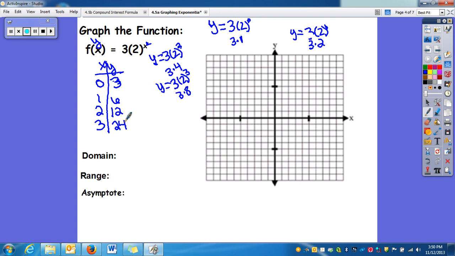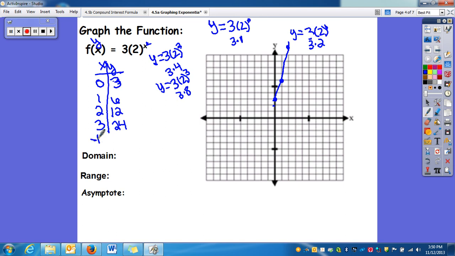So notice the numbers jump up big really fast. So we have 0, 3, 1, 6, and then we have 2, 12, and 3, 24. Alright, so my graph should be somewhere up here. So I have this so far. But notice I kind of don't know what's going to happen over here. So I probably should pick some more values.